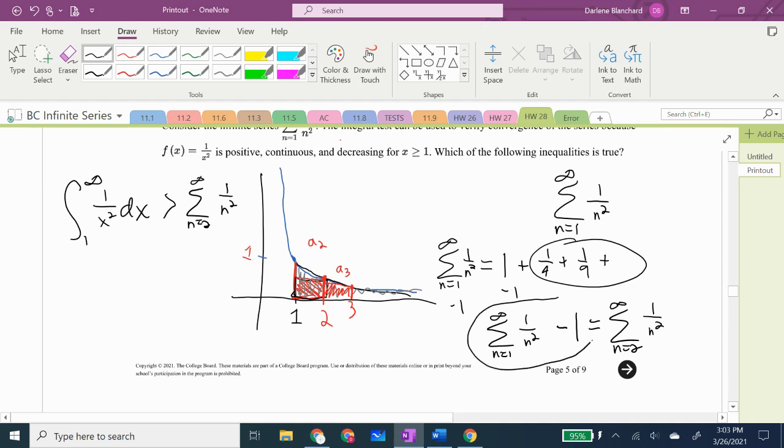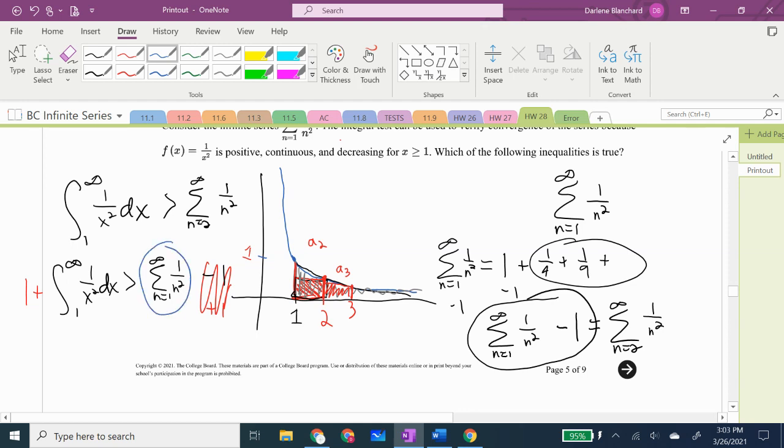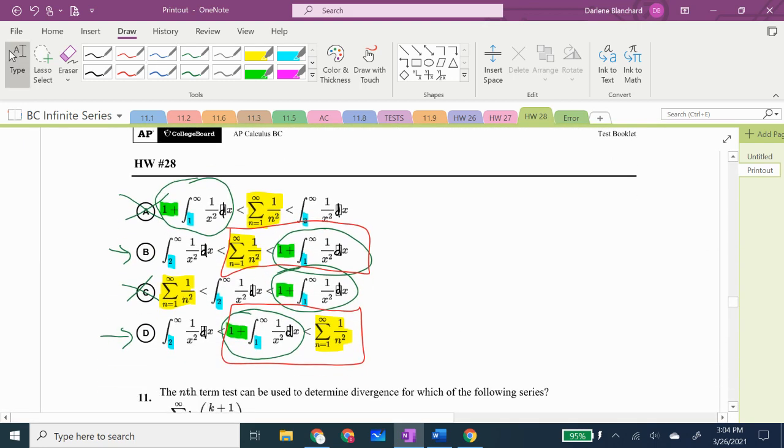Then let's bring in the fact that that sigma from n equals 2 to infinity is identical to sigma from n equals 1 to infinity of 1 over n squared minus 1. So if I add 1 to both sides of this inequality, then I am able to say that sigma from n equals 1 to infinity of 1 over n squared is smaller than the integral from 1 to infinity of 1 over x squared plus 1. And that would be exactly what this statement is saying. So B is the correct answer.